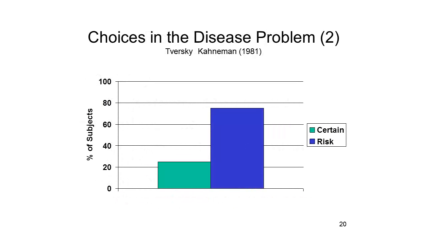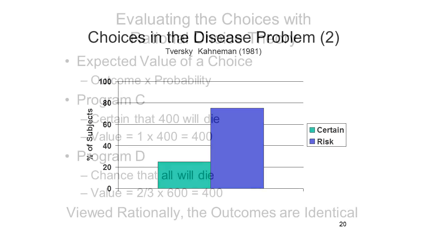Here's what Tversky and Kahneman found when they presented subjects with this pair of choices. Remember, program C entails the certainty that some lives will be lost. But program D entails risky prospects. All might be lost, but there's also a chance that none might be lost. Which program do you choose? Faced with this choice, people prefer program D to program C by a ratio of about 2-to-1. They prefer the risky prospects to the certain prospects.